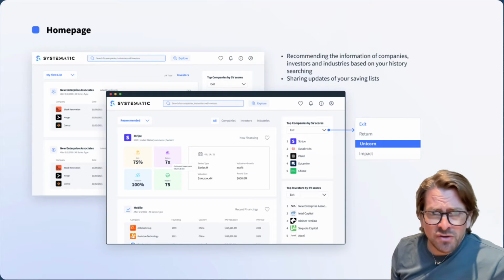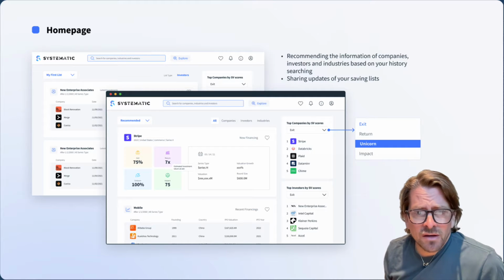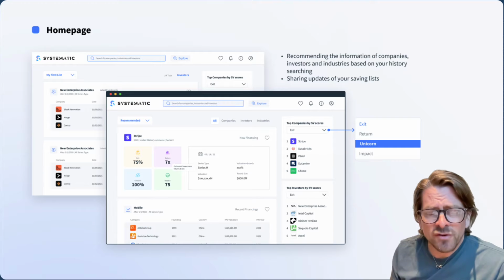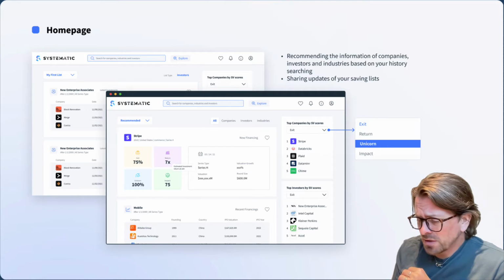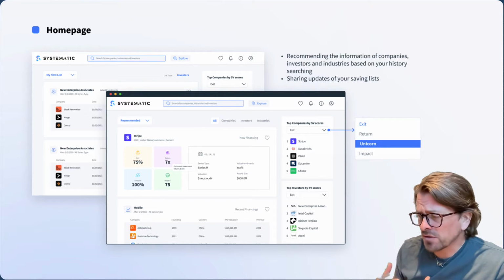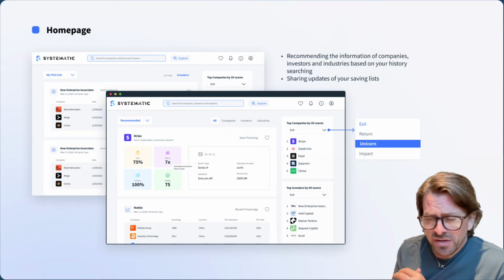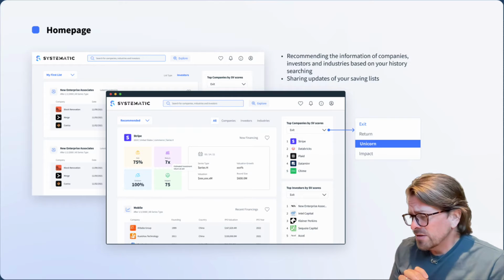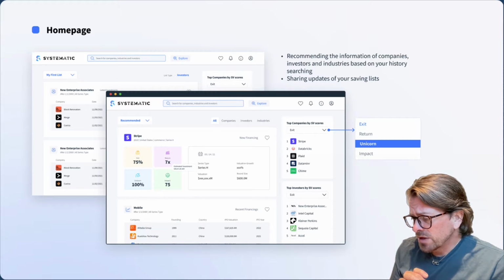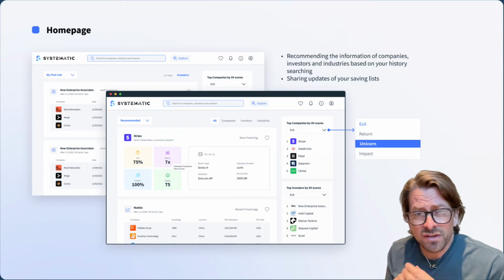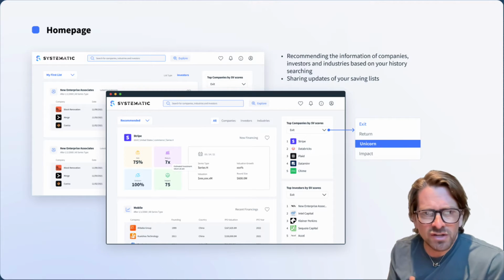The first is really the homepage. It was a timeline-based system that would surface new information about companies that an individual was following, or industries that they were following, or investors that they were following. If you think about somebody in the venture industry, they could have a portfolio of their own companies. They could create a portfolio of companies that were competitors. They could follow particular investors that they like to work with. They could be focused in on individual industries.